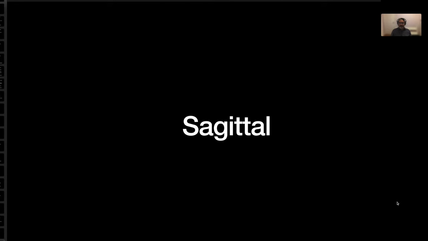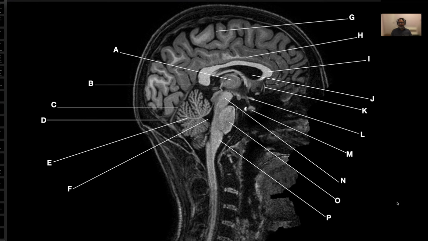Epic. And now it's the sagittal one. P is the medulla. Yep. Correct. No, that's this one. Oh, okay. That's the pituitary stalk. It is just in front of it.